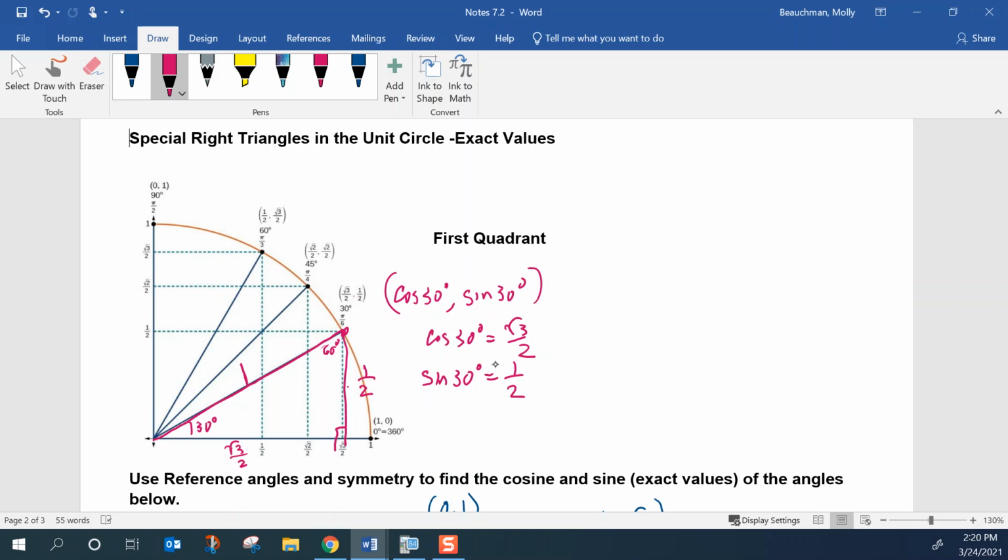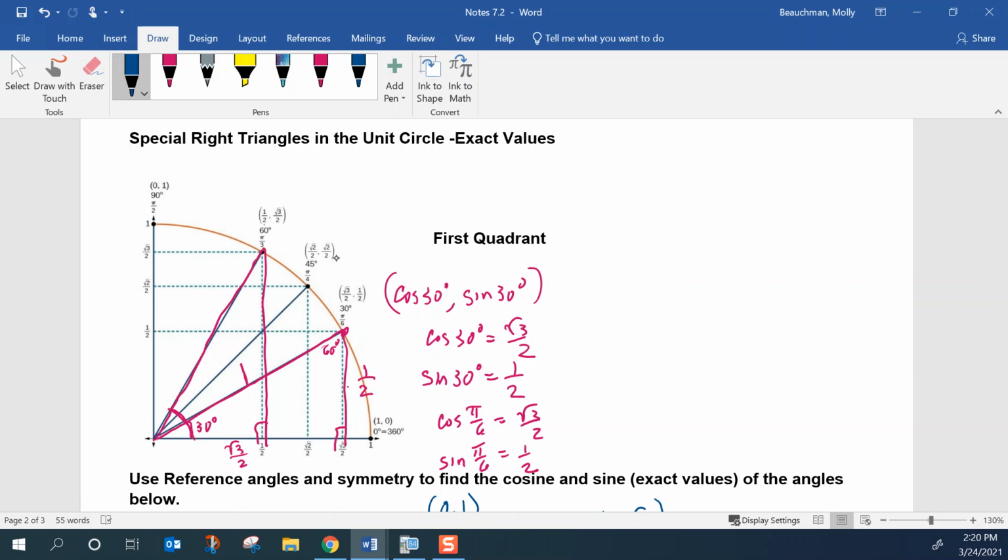Similarly, if you want to use radian measure, cosine of pi over 6 is square root of 3 over 2. The sine of pi over 6 is 1/2. If you take the 30, 60, 90 triangle and orient it so that we have a 60-degree angle, then you end up with a longer side length of square root of 3 over 2 and a shorter side length of 1/2. So the cosine of 60 degrees is 1/2. The sine of 60 degrees is square root of 3 over 2.